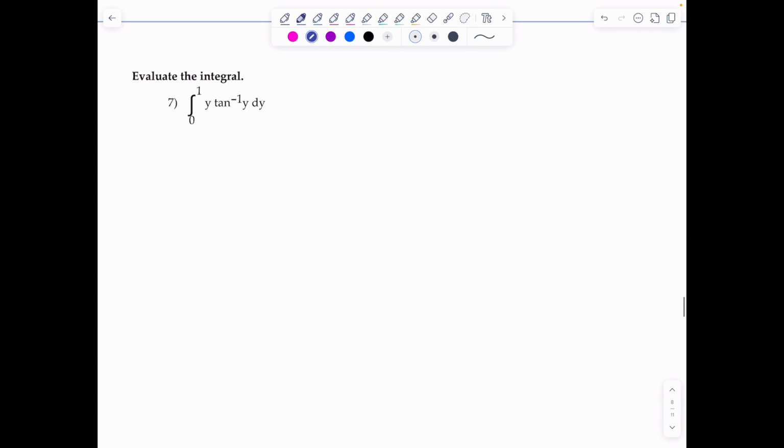This one we practiced extensively in class. Definite integral 0 to 1, y times tan inverse of y dy. We need to do by parts. u dv. u has to be tan inverse of y because we don't know its antiderivative. So dv must be y dy. du, the derivative of tan inverse of y, is 1 over 1 plus y squared dy. And then the antiderivative of y would be 1/2 y squared.